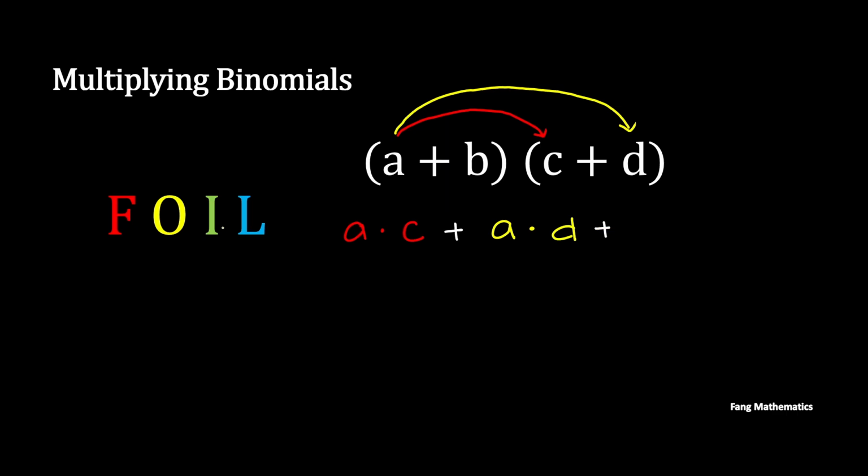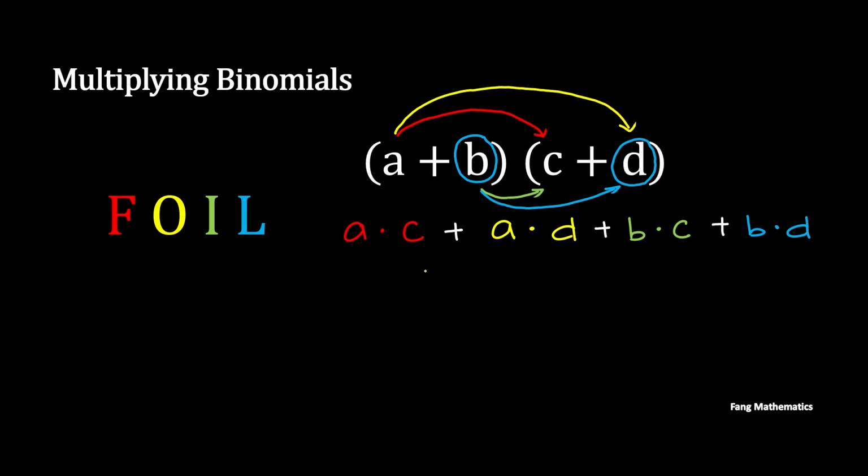Next, you have I. I means inner. We are to find the two inner terms. I believe it's B and C. So we are to use B and multiply by C. The last, you have L. So L means last. The last term in each binomial, I believe you should get B and D. And let's multiply them, B times D.